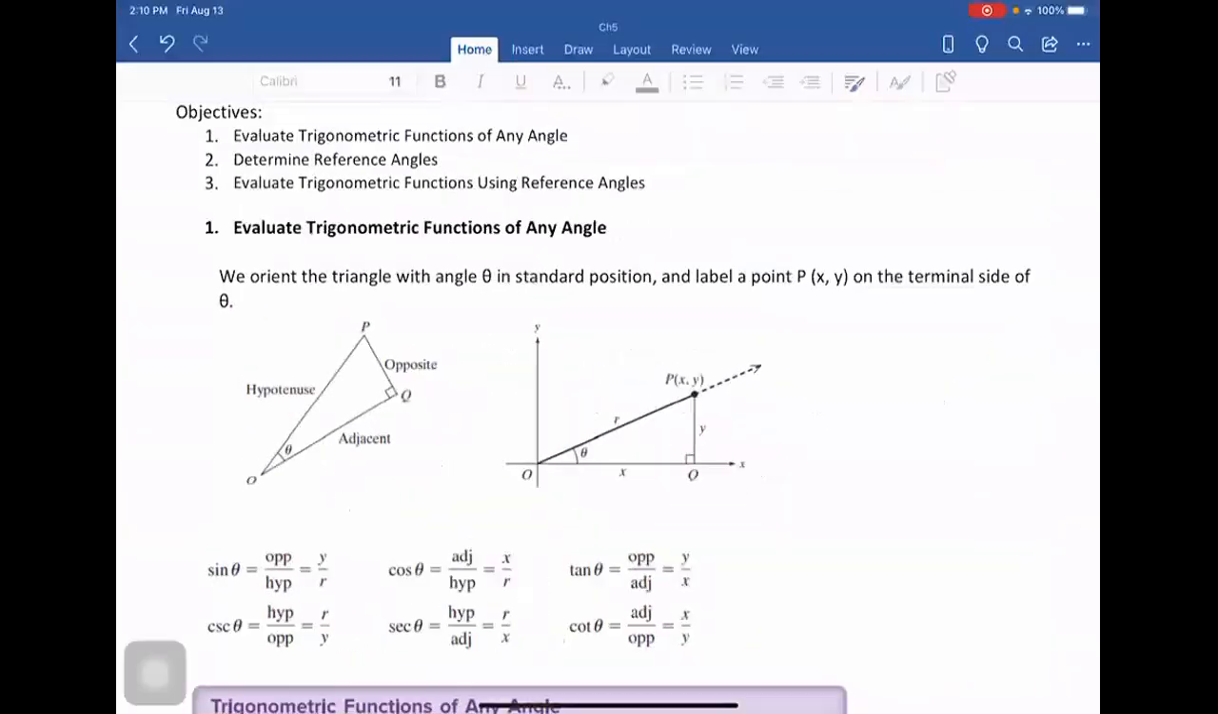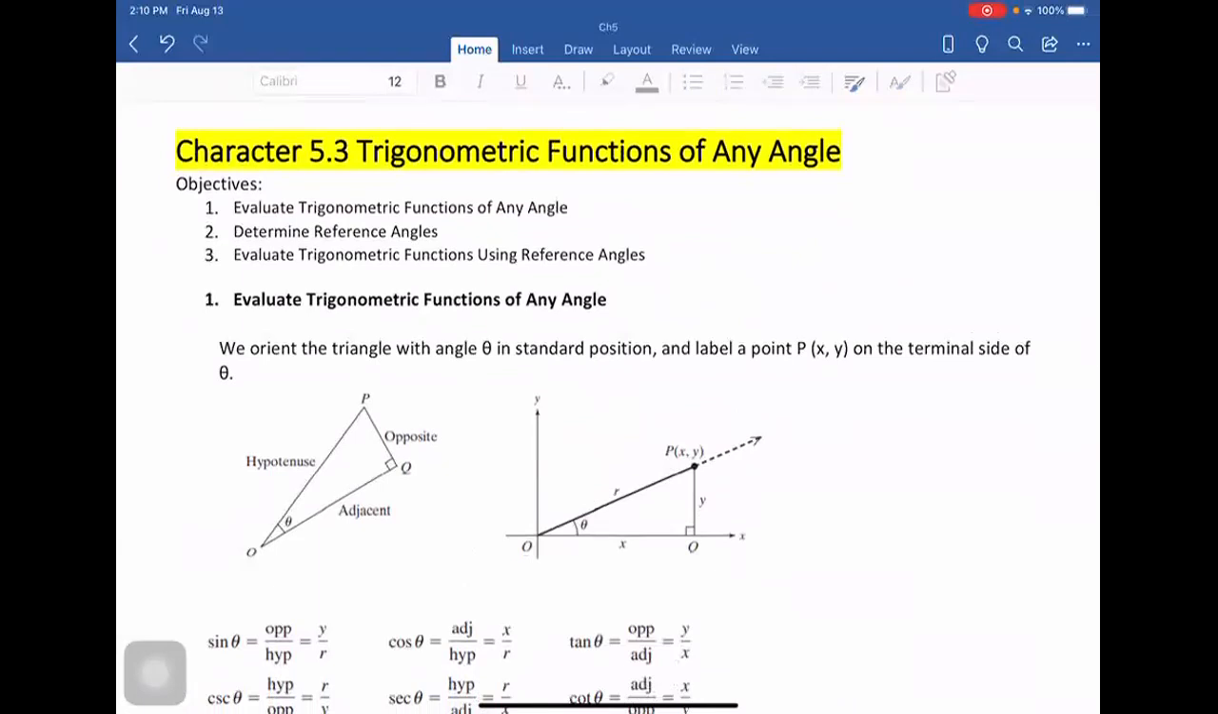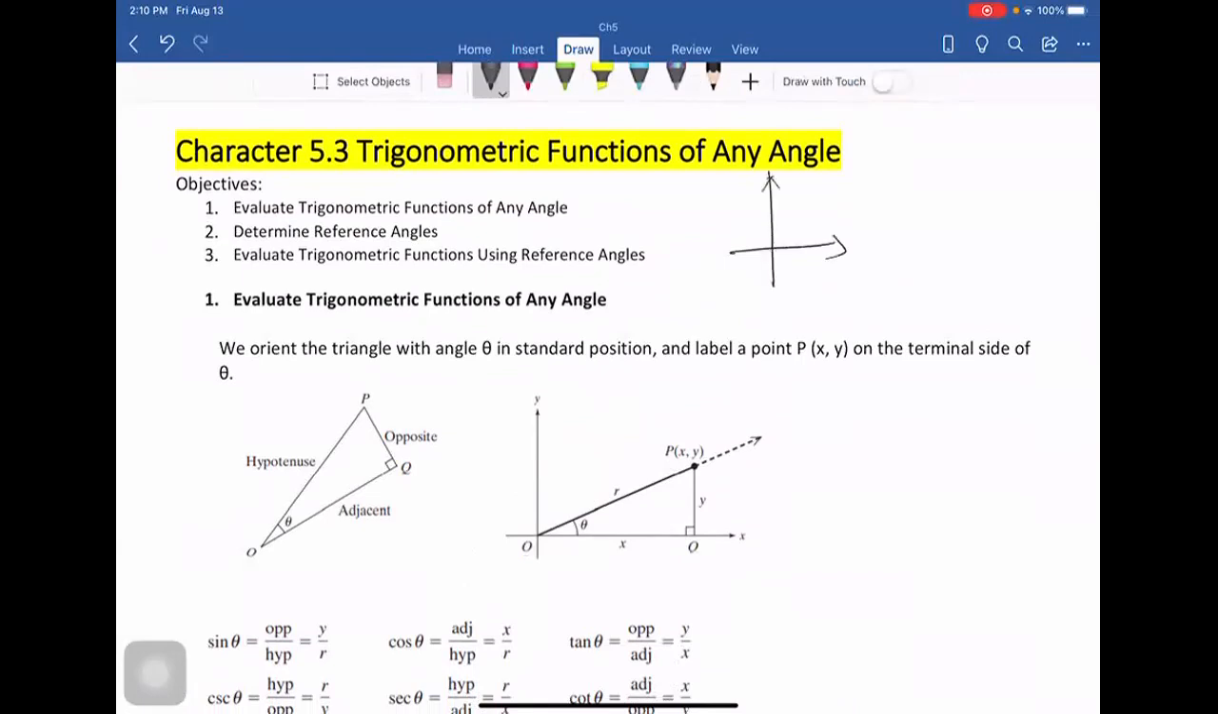In this video, let's learn chapter 5.3, trig functions of any angle. In the previous lesson, we learned the 6 trig functions for the acute angle. An acute angle means the angle is less than 90 degrees, so it's in the first quadrant, in this area.